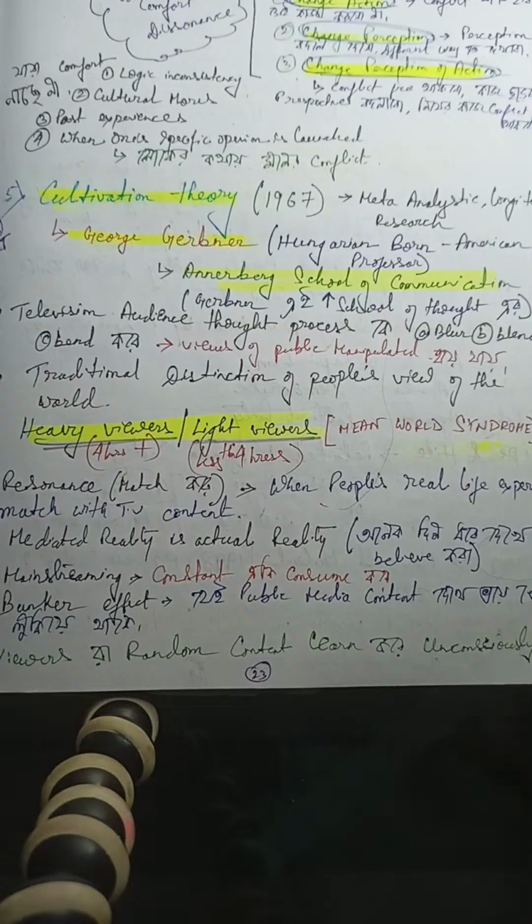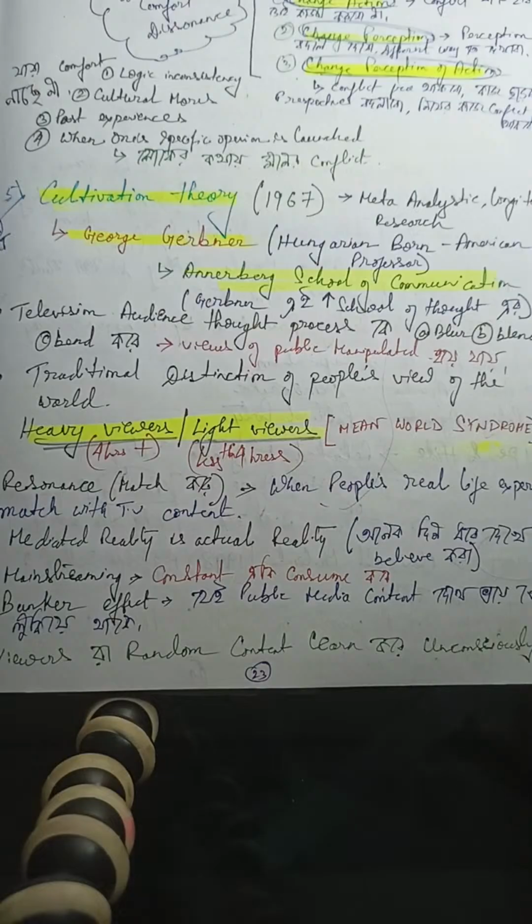If we talk about cultivation theory, it's very important for mass communication examinations. Cultivation theory of 1967 is very important. It is given by George Gerbner, and the name is very important. The two particular things, the heavy viewers and the light viewers, are the keywords. Heavy viewers consume content for more than 4 hours, and light viewers consume content for less than 4 hours.